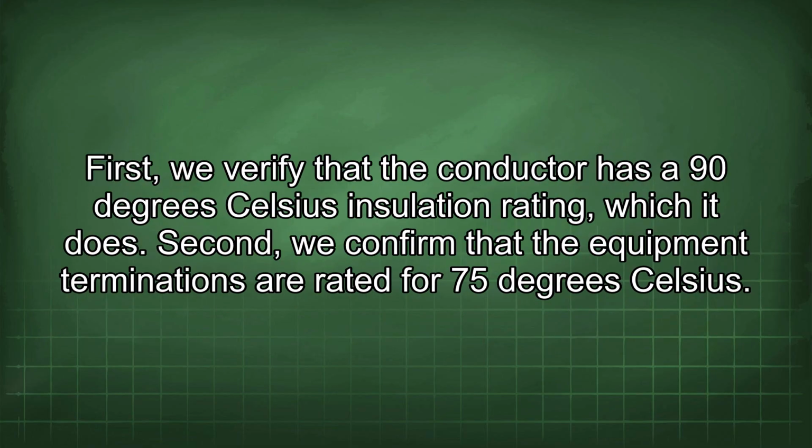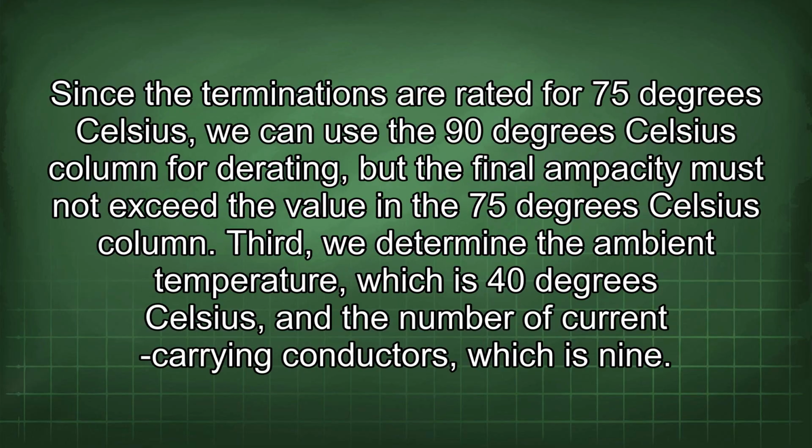First, we verify that the conductor has a 90 degrees Celsius insulation rating, which it does. Second, we confirm that the equipment terminations are rated for 75 degrees Celsius. Since the terminations are rated for 75 degrees Celsius, we can use the 90 degrees Celsius column for derating, but the final ampacity must not exceed the value in the 75 degrees Celsius column. Third, we determine the ambient temperature, which is 40 degrees Celsius, and the number of current-carrying conductors, which is 9.